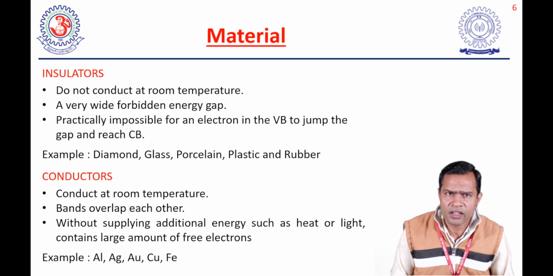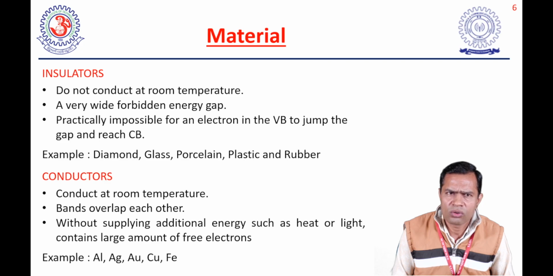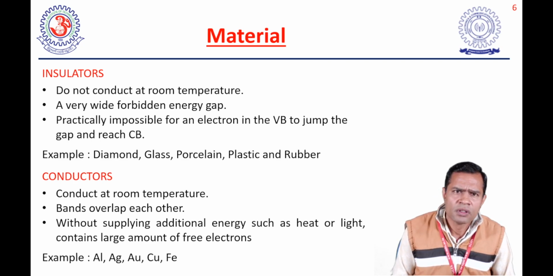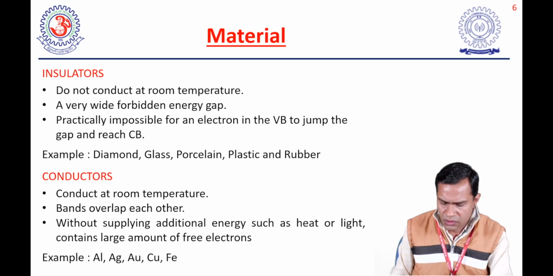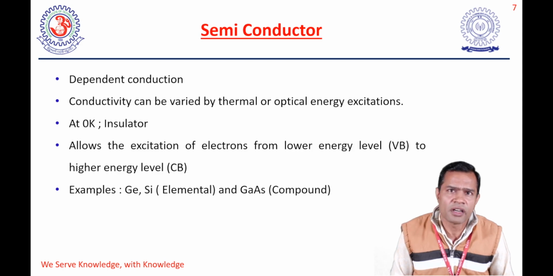Next one is the conductor. A conductor can conduct at room temperature, the bands overlap, without applying additional energy like heat or light, and it contains a large amount of free electrons. Examples are metals, that is aluminium, aurum, copper, iron. Now come to our desired material, that is semiconductor.